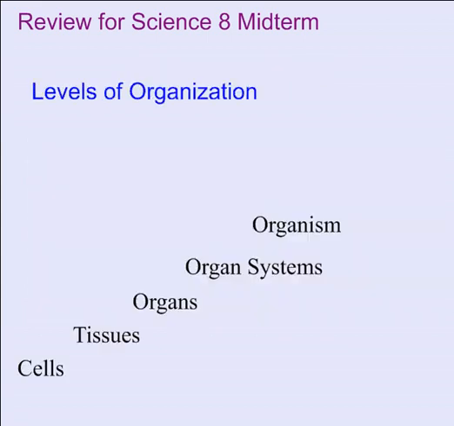Okay, you should remember the levels of organization. It starts with cells. It's the smallest unit of life. Cells are grouped together. The same kind of cells doing a job would be called a tissue. You can talk about muscle tissue, brain tissue, bone tissue. Even blood is considered a tissue.